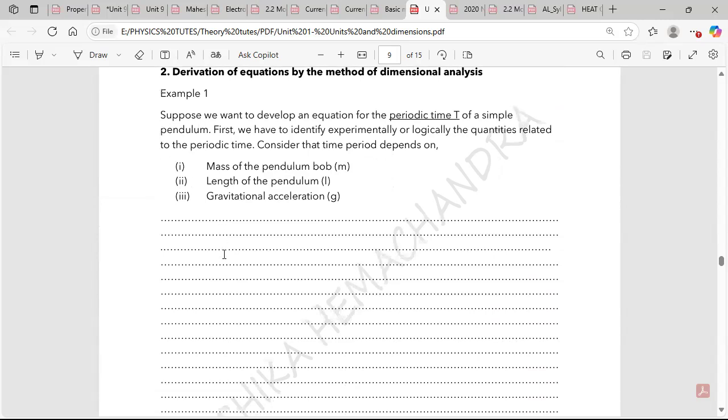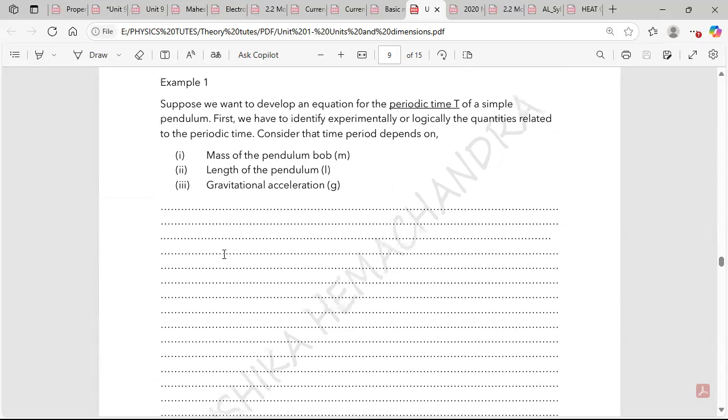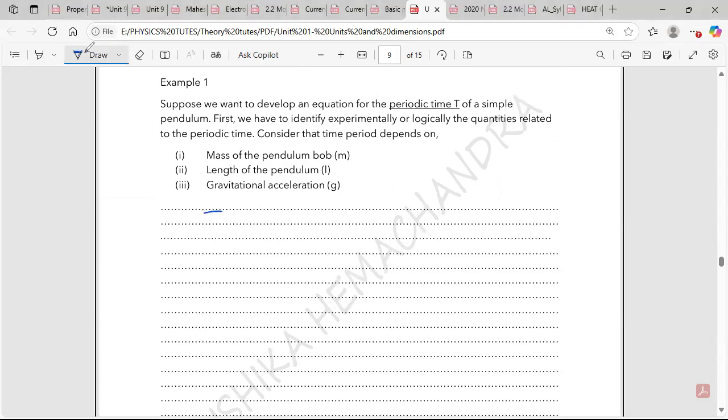So example one, we want to develop an equation for the periodic time T of a simple pendulum. So that's time, no? The dimension is T. First, we have to experimentally, or logically, identify the quantities related to periodic time. They are usually given, right?